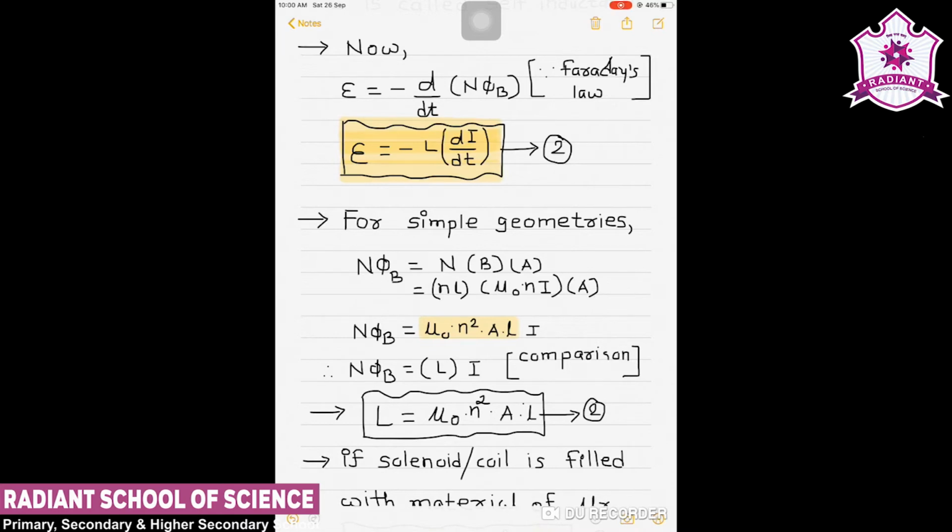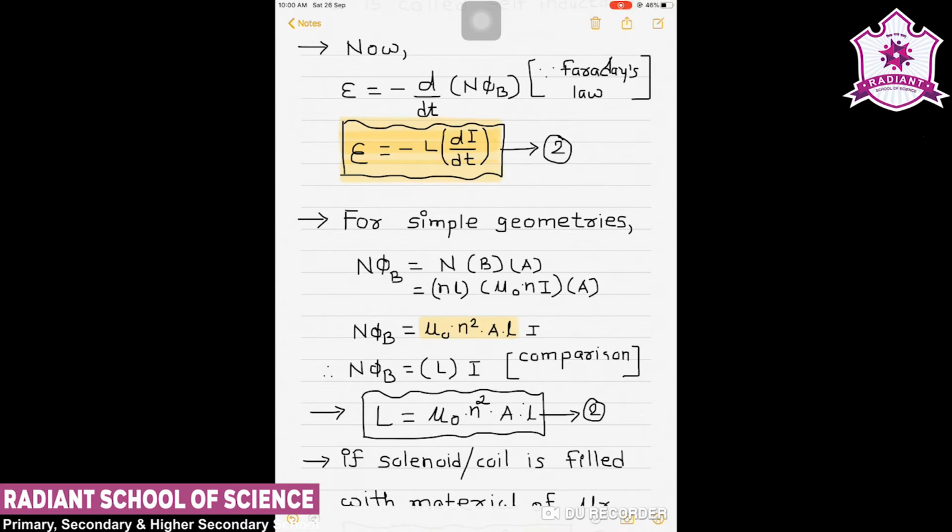NBA. Now we have considered capital N to be n times l, that is, the number of total turns. B is the solenoid's magnetic field, that is mu 0 nI, and the cross-section area A is given. Now if we compare this equation with the term N phi equals LI, we get L to be mu 0 n square A l, that I have written in equation number 2.